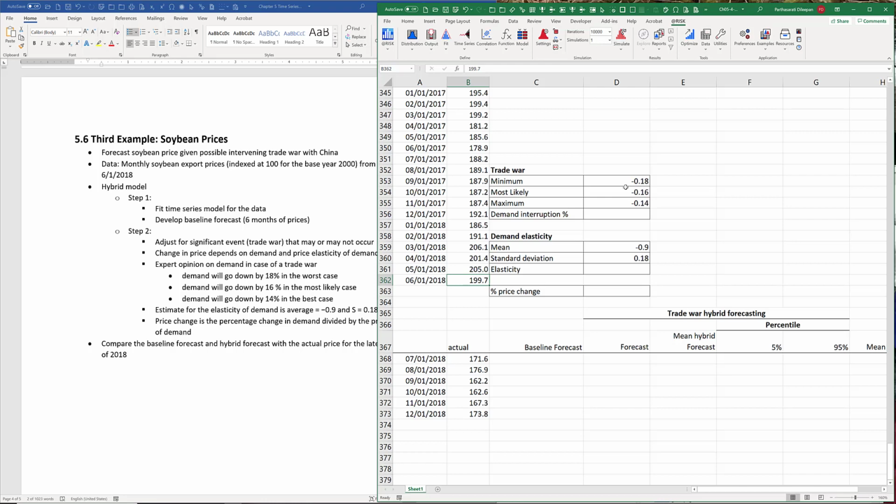If there is a trade war, let's assume that we approached the experts and discussed with them, and we have come up with three different estimates as we have done in the past: the pessimistic, most likely, and the optimistic. The pessimistic view is that it will go down by 18%, and the optimistic is that it will go down by 14%, but the most likely is 16%.